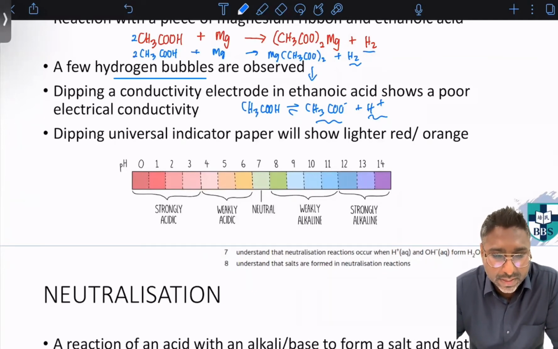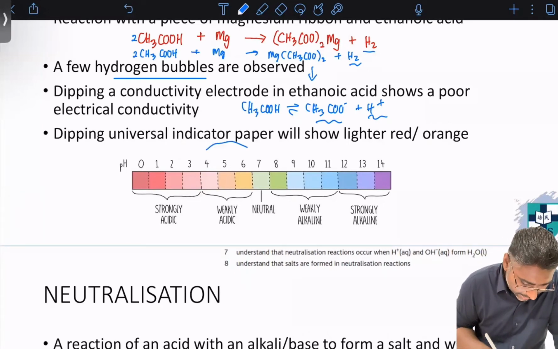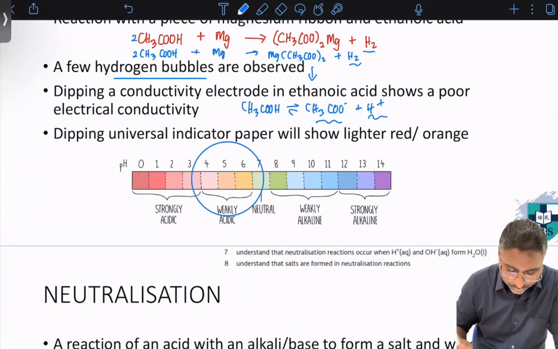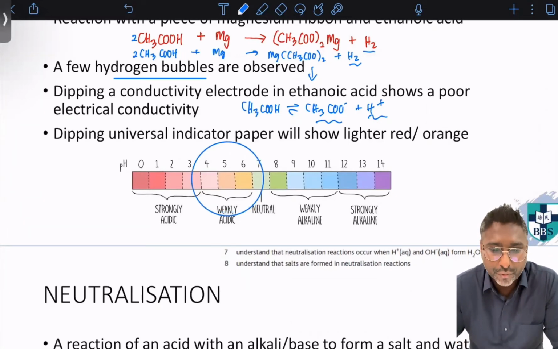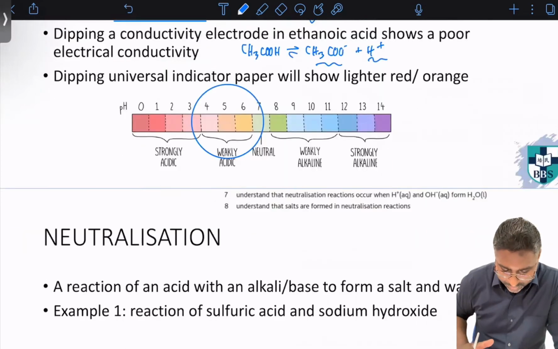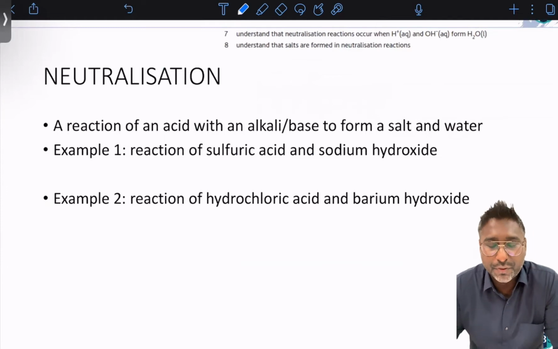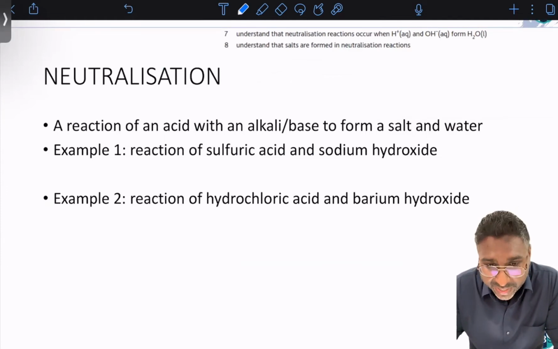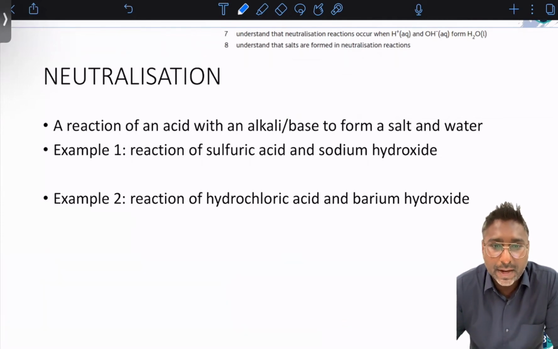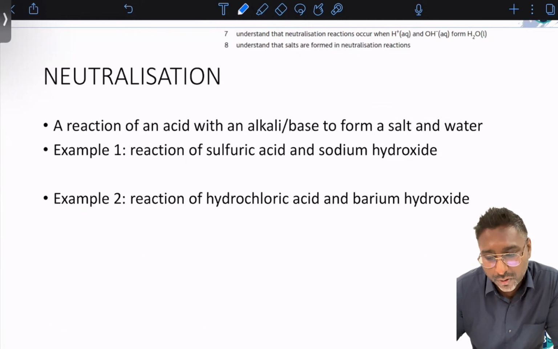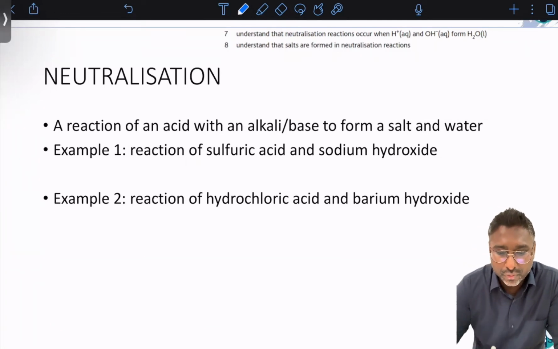And when you dip it in universal indicator paper, it will show around here, which is going to be more towards lighter red or orange. Yeah, so this one I have already mentioned to you earlier. What is base? Base is any compound that contains hydroxide ion or oxide ion which can react with acid to give you salt and water.